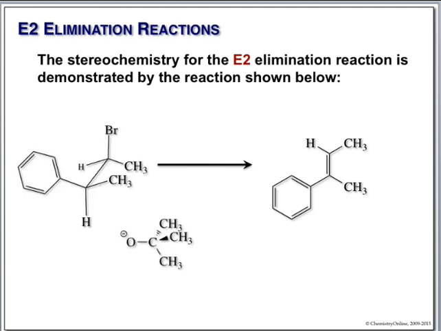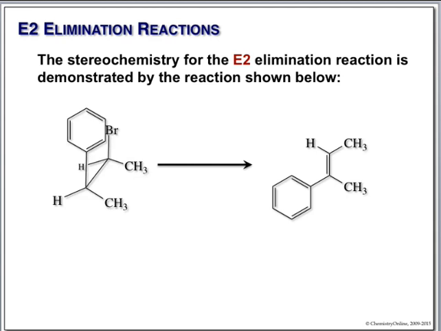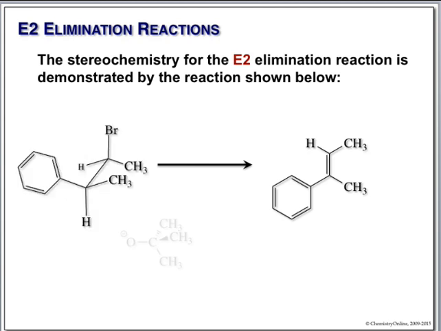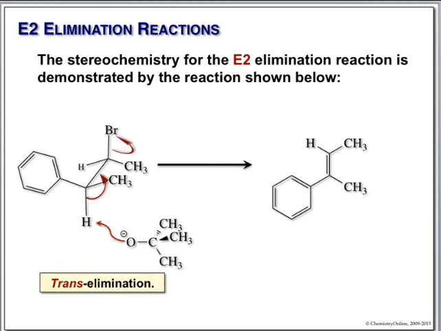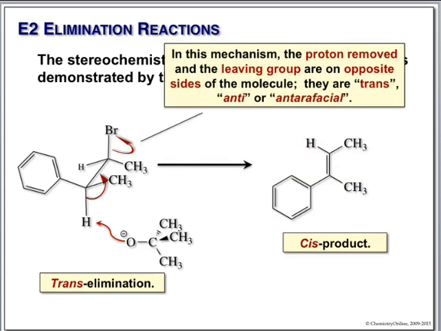So I'm going to take and rotate this bond just 60 degrees. When I do that, again, let's go back. We're going to put the hydrogen down. Middle group's going to be here, methyl group here. Hydrogen down, phenyl, and methyl. Now, if methoxide comes in and removes this hydrogen, our double bond is going to form here, our leaving group is going to leave, and we wind up with the cis isomer. This type of elimination is referred to as a trans elimination. More correctly, it's called anti or anterofacial.